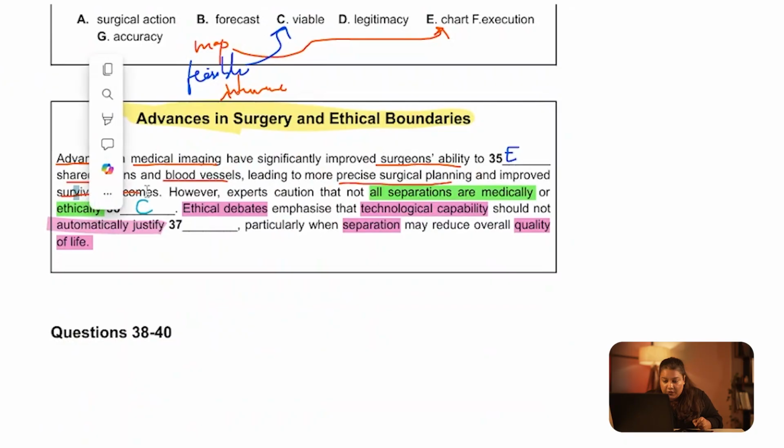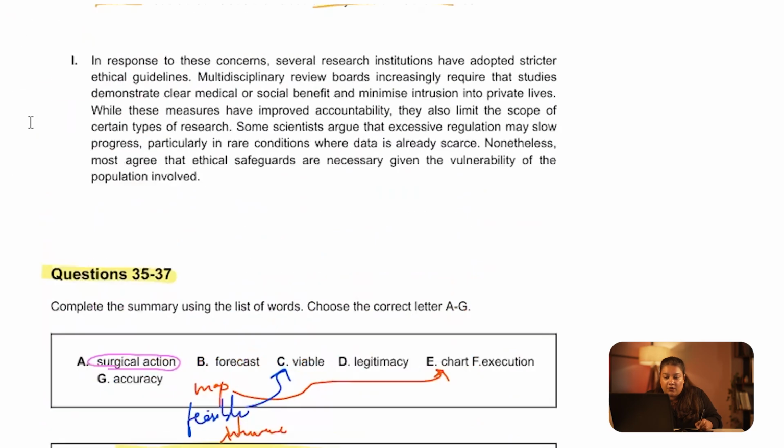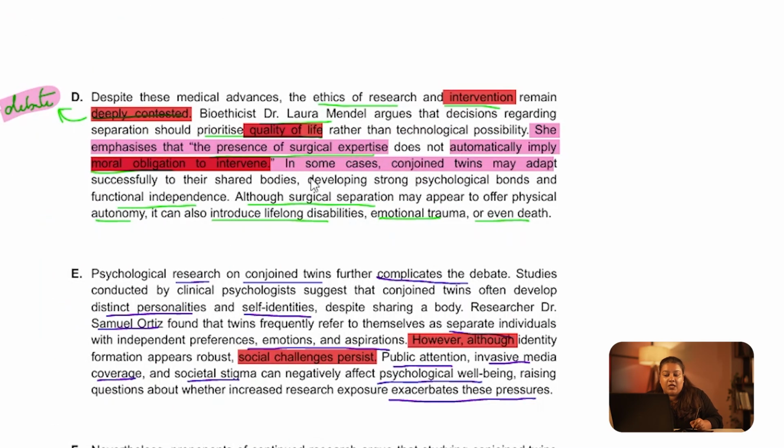We must be very careful here. Technological capability should not imply what? Surgical action. So we do have surgical action, which is paraphrased as surgical expertise. So my answer to this question will be option A. That is the missing word here. Presence of surgical expertise does not automatically justify intervention.